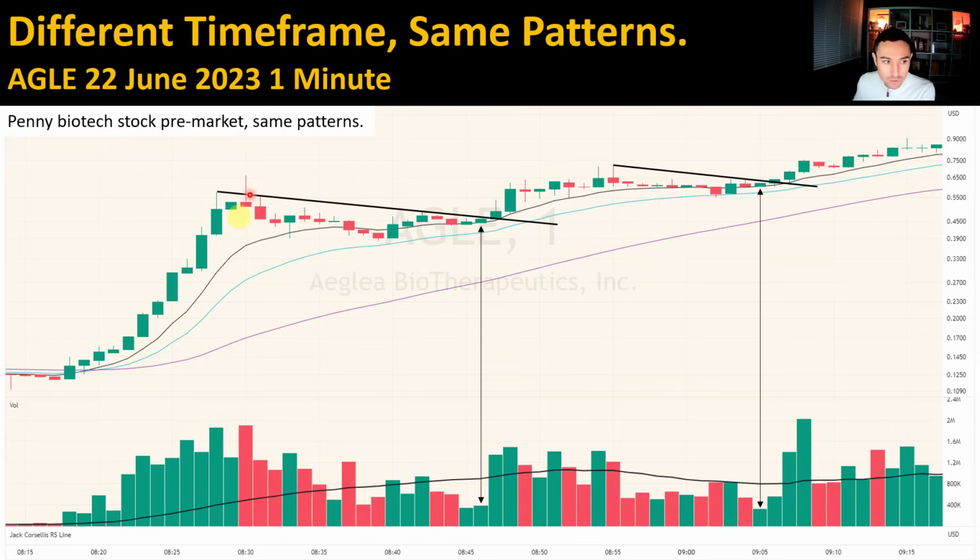Look at the move here. See how it's not chopping around all over the place. Really nice move. It starts pulling in. Look at where it's finding support.